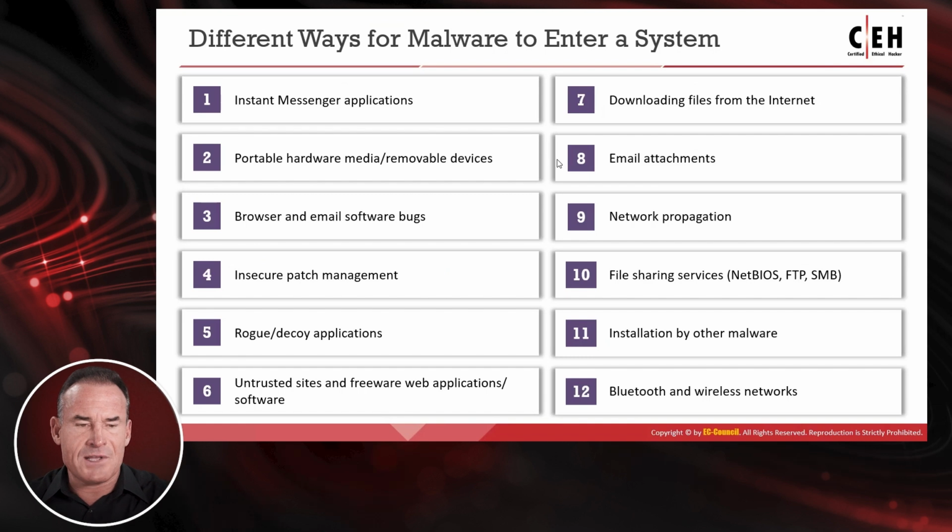All right, different ways for malware to enter a system. How about this? Any way I can copy a file onto your box and get you to execute it. There you go. Instant messenger applications, portable hardware removable devices, browser and email software bugs, insecure patch management, downloading files from the internet, email attachments, and the list goes on. However you can get that file to your victim system, whether you coerce them into downloading something that looks too good to be true, you socially engineer them, or you plant it there directly with a downloader or installer agent, however you get it there is an effective distribution or infection vector.